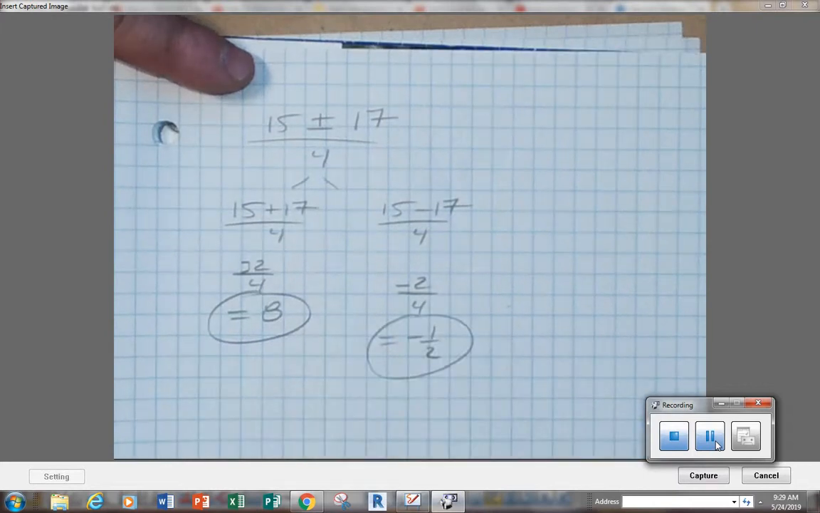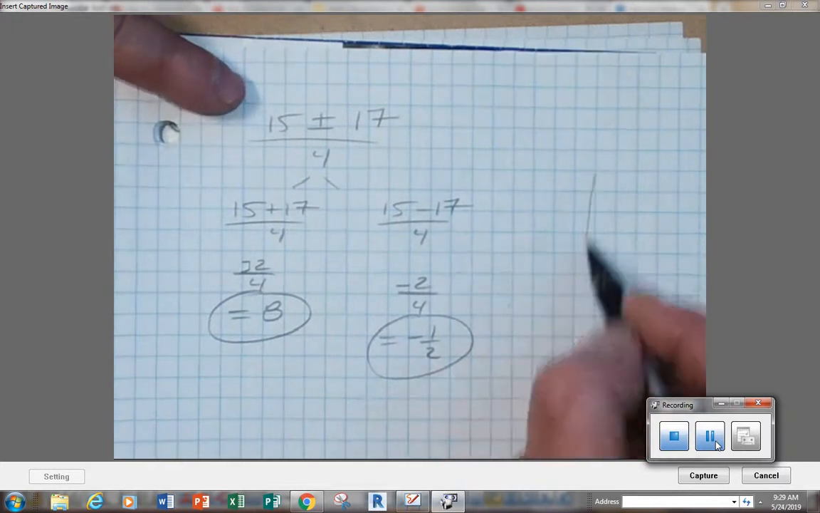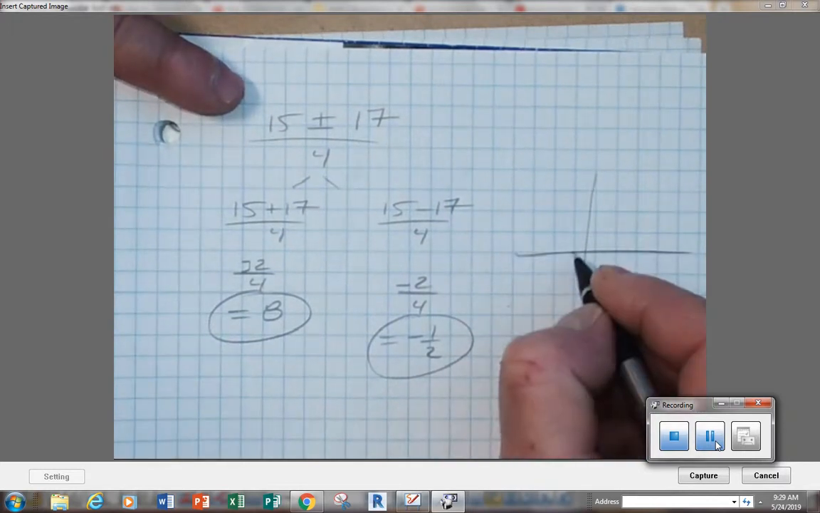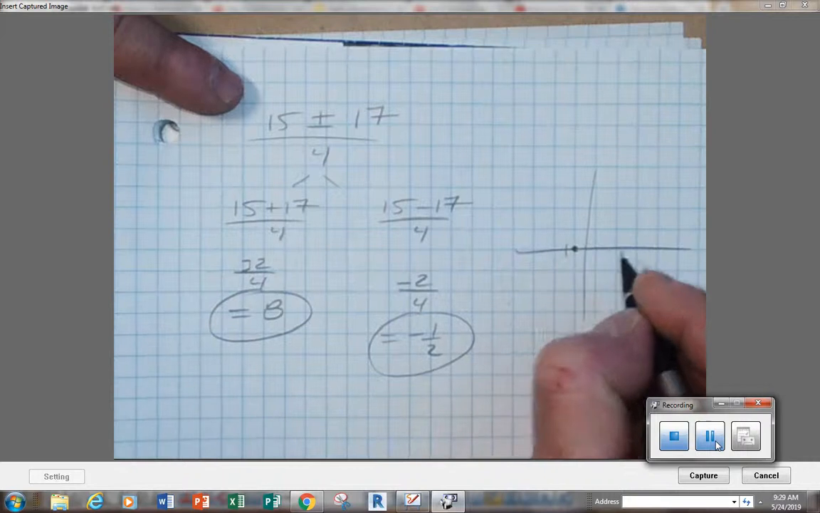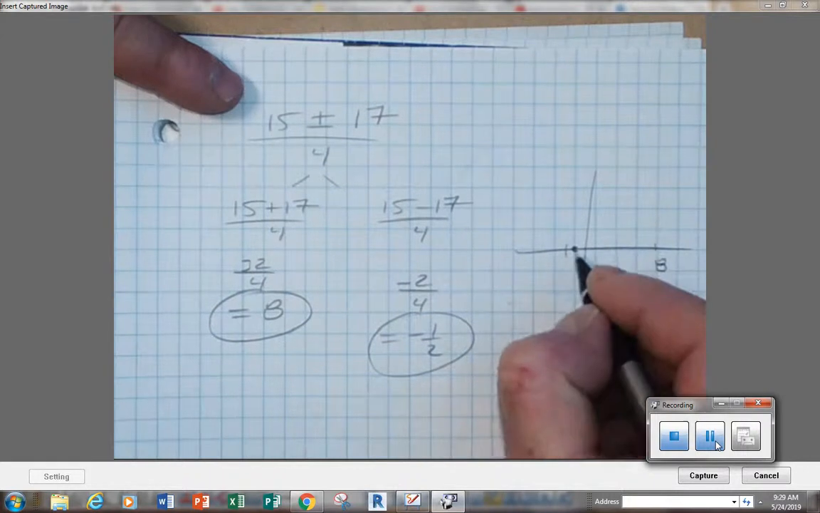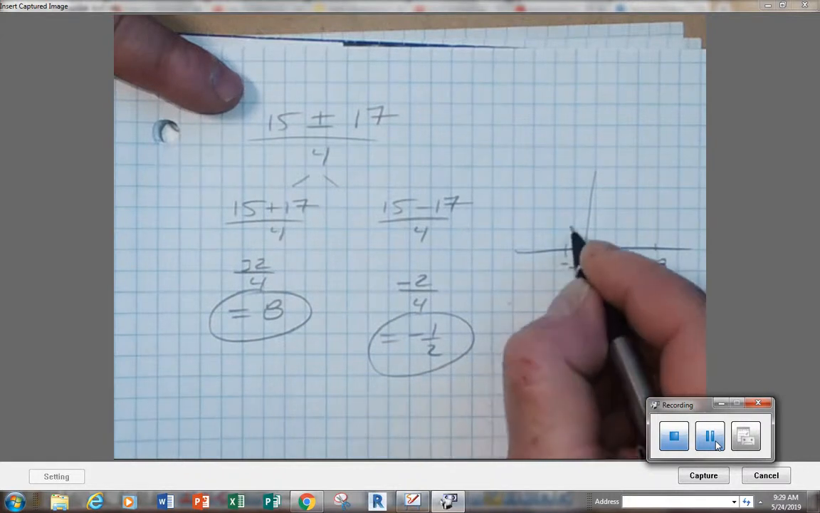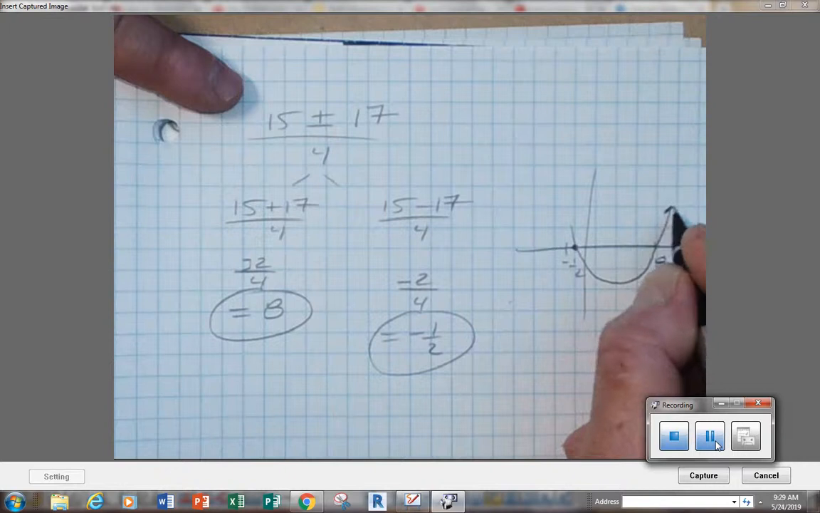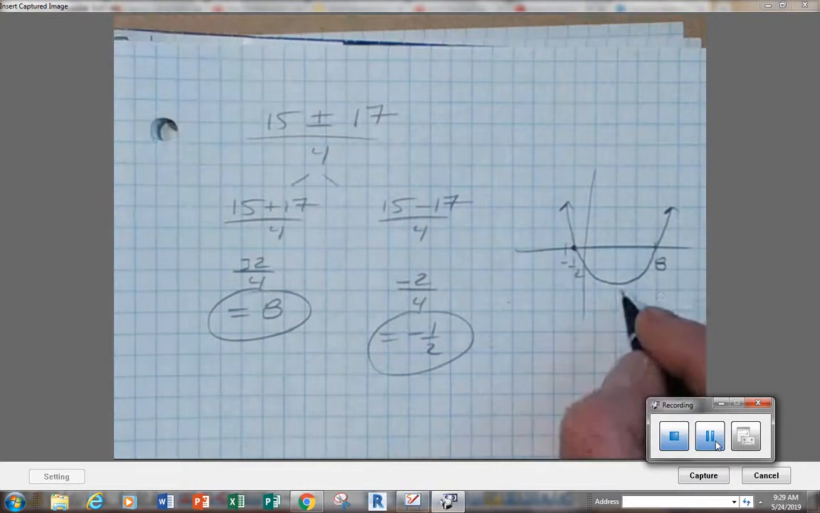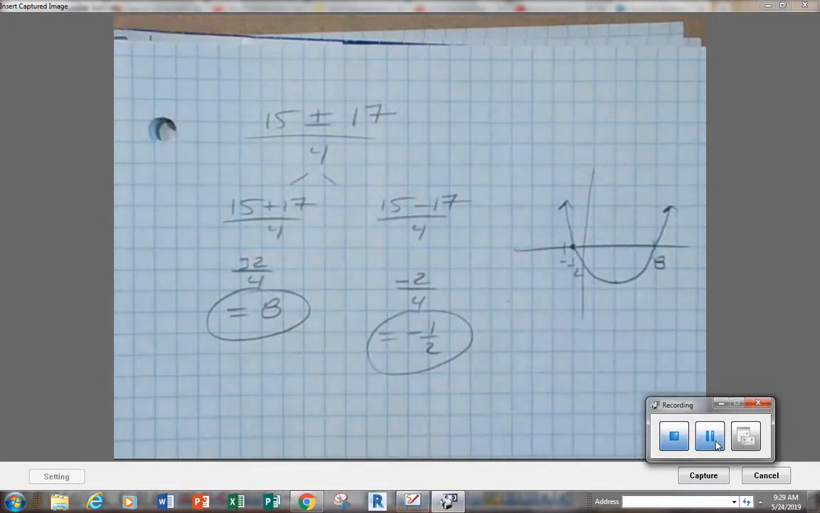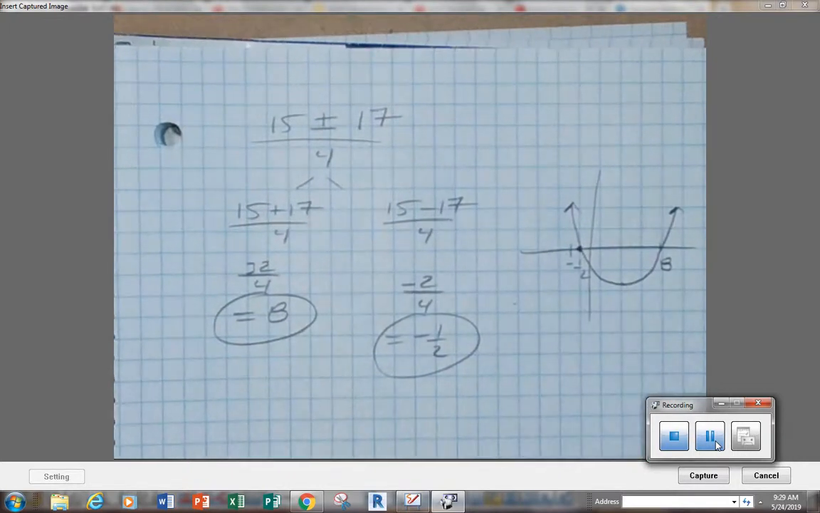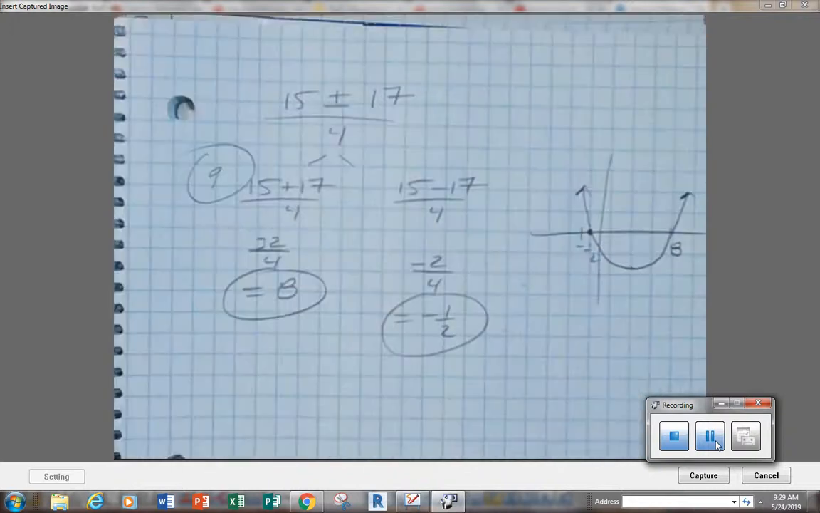I know that this problem is opening up because it has a positive A squared term. I know that my roots are right here at negative 1/2 and 8. So it's going to open up something like that. It's going to have a minimum. Alright, so that was problem number 9.